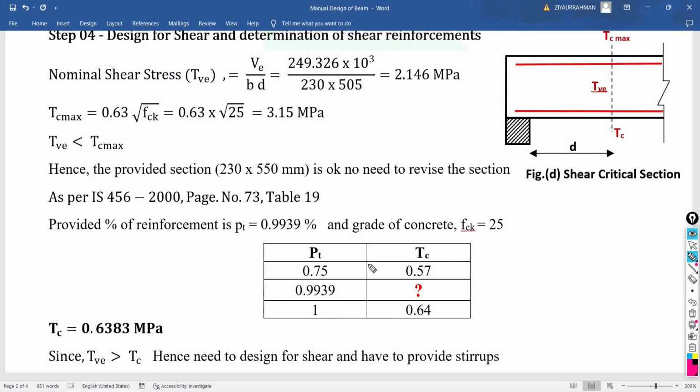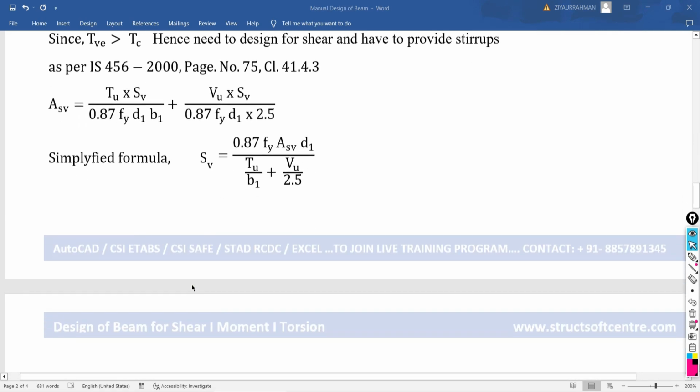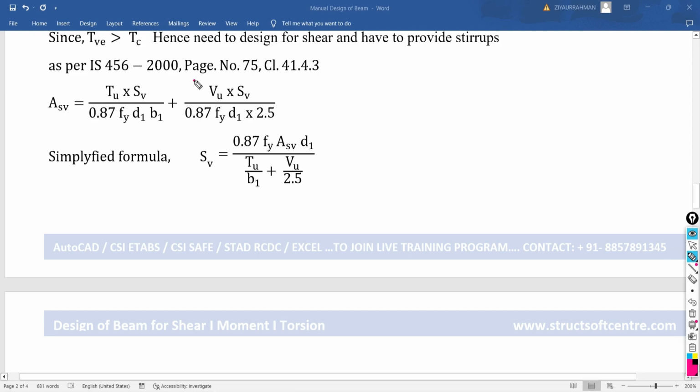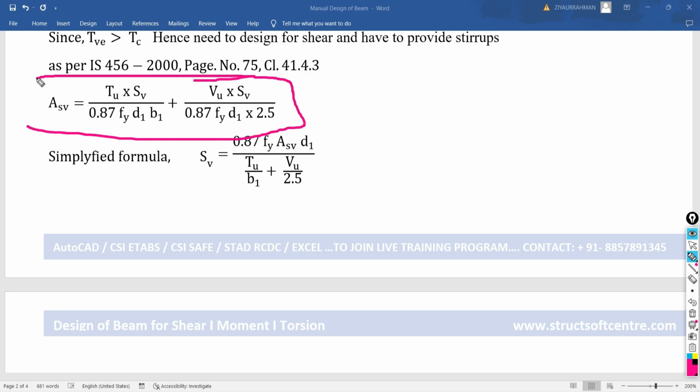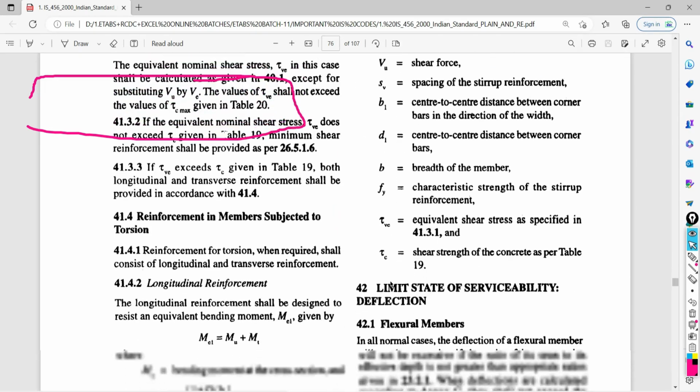Now, after making the decision to go for the shear design, first of all we need to look at IS 456-2000, page number 75, clause number 41.4.3. This clause states that when your beam is subjected to shear force as well as torsion together, the formula for finding out the spacing between the shear reinforcement will be this one. And this formula is given in your IS code. Look at page number 75.